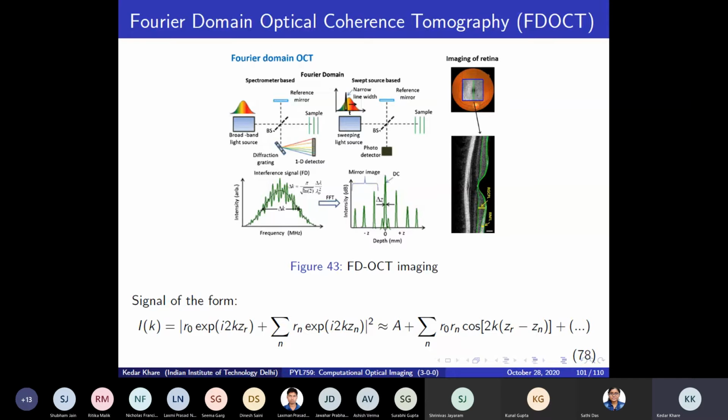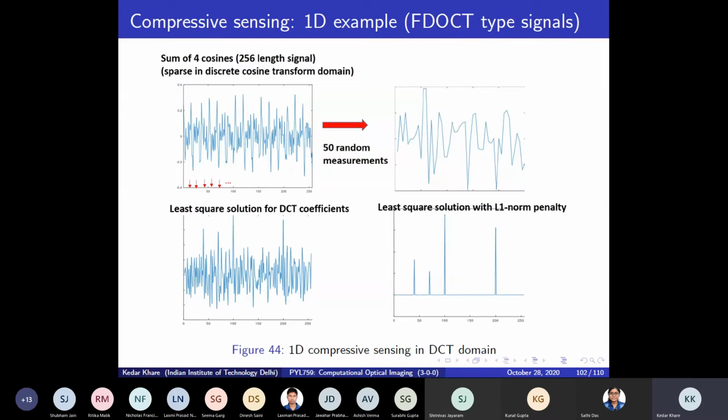So let us see if we have a sum of a few cosines, what does the signal look like? I have taken a vector which is a sum of 4 cosines, a 256-length vector. I decided to choose 50 random measurements. I have shown some arrows here. I'm not going to measure all 256 numbers, but just at these arrow locations, and these 50 measurements give me a signal like that.